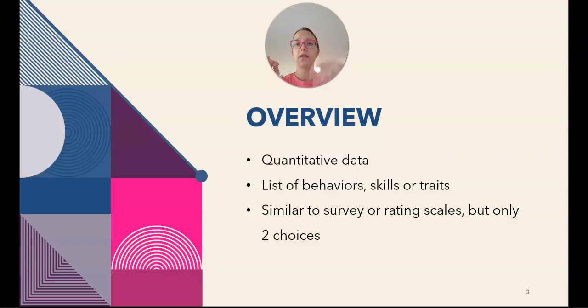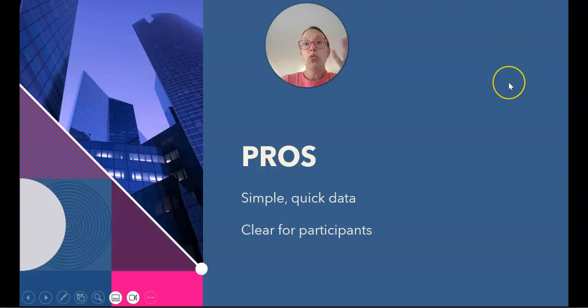Essentially, you have a list of things that you're looking for, qualities, properties, skills, etc. And you only have 2 options, yes or no, present, absent, mastered, not mastered, that kind of thing. So there's only 2 choices as opposed to a continuum of choices. So as far as how do we use this, the pros and the cons of using checklists, it's really quick and simple.